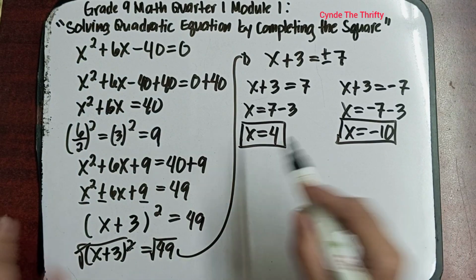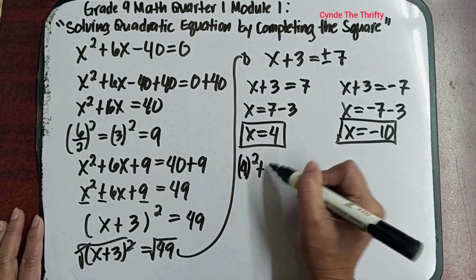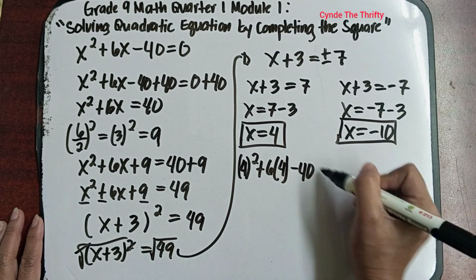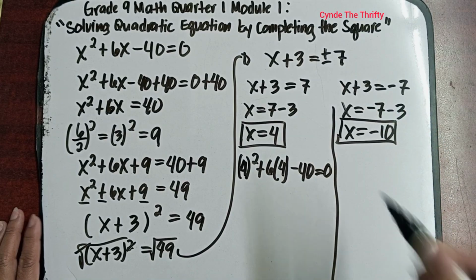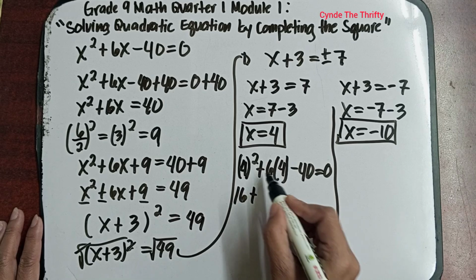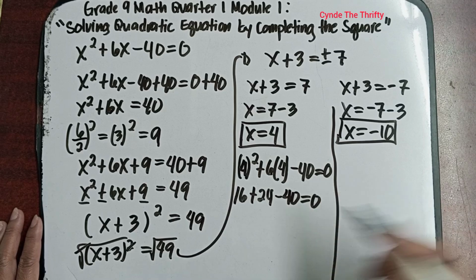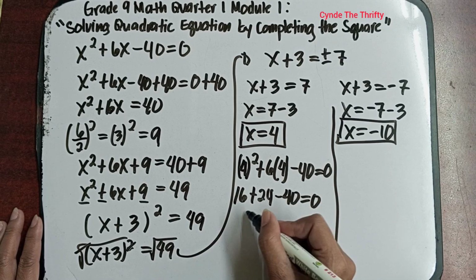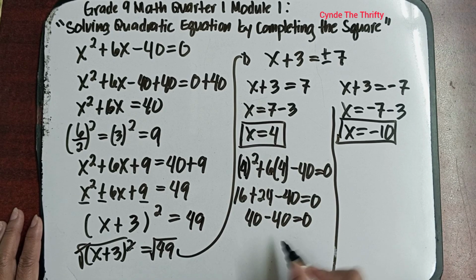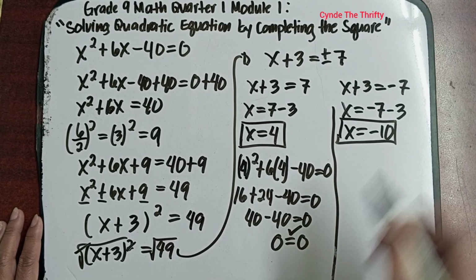Okay, so kung ang value ni x is 4, so x squared, that is 4 squared plus 6 times the value of x na 4 minus 40 is equal to 0. Okay? So, 4 squared or 4 times 4 is equal to 16 plus 6 times 4 is equal to 24 minus 40 is equal to 0. 16 plus 24 is equal to 40 minus 40 is equal to 0. 40 minus 40 is 0. Okay? So, equal both sides. Same 0.